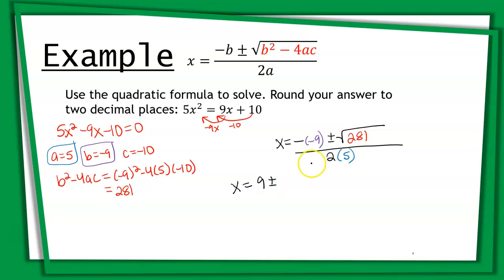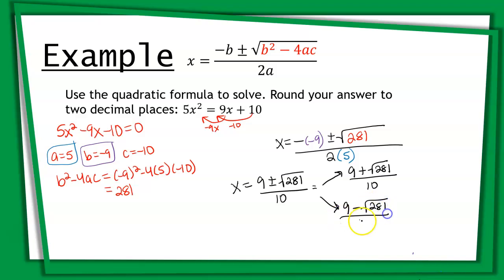In this case, you can check on your calculator, but the square root of 281 does not simplify. So I'm actually going to leave it as the square root of 281 for right now, all over 2 times 5, which is 10. Now, when we do this, I can still split it up into my 2 equations, 9 plus the square root of 281 divided by 10, and 9 minus the square root of 281 divided by 10. We are going to get decimals, and I'm going to show you how you can plug it into your calculator to make sure you get the correct answer.